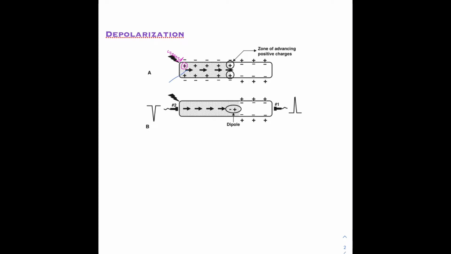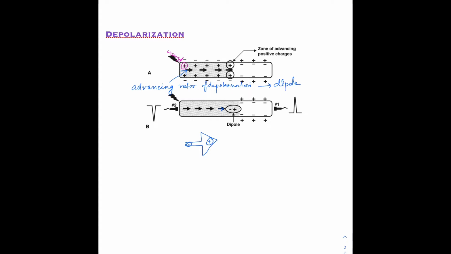The arrows here are representing the advancing vector of depolarization, and this is also called a dipole. Now why is this called a dipole? Because this arrow is actually made up of a negative pole and a positive pole. The arrowhead represents the positive pole and the tail represents the negative pole. It is basically telling you the direction of the movement of positivity inside the cell.